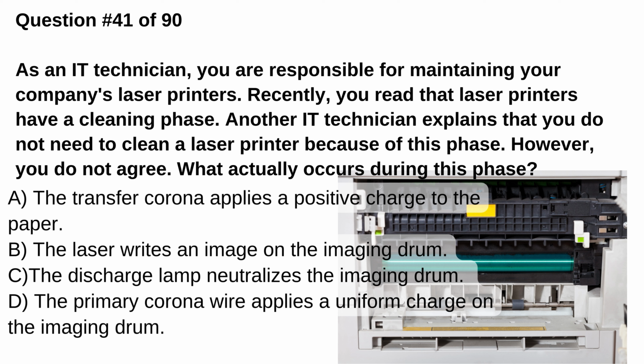Is the answer A, the transfer corona applies a positive charge to the paper? Is the answer B, the laser writes an image on the imaging drum? Is the answer C, the discharge lamp neutralizes the imaging drum? Or is the answer D, the primary corona wire applies a uniform charge on the imaging drum? The answer is C, the discharge lamp neutralizes the imaging drum.